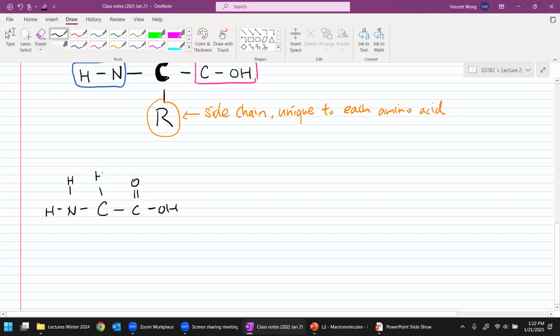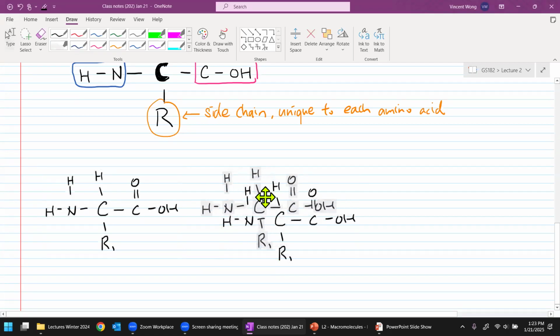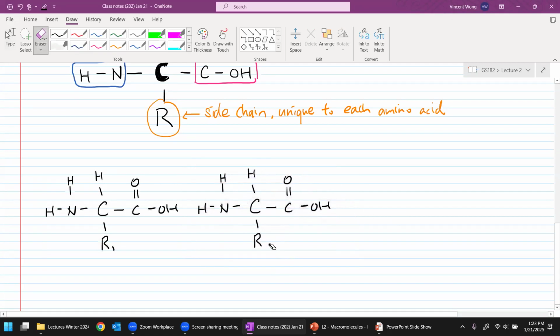Okay, please draw it out. And then I will call this R1 for side chain number 1. And then I will have another one next to it, which we will say R2. R2 means it's a different side chain, right?